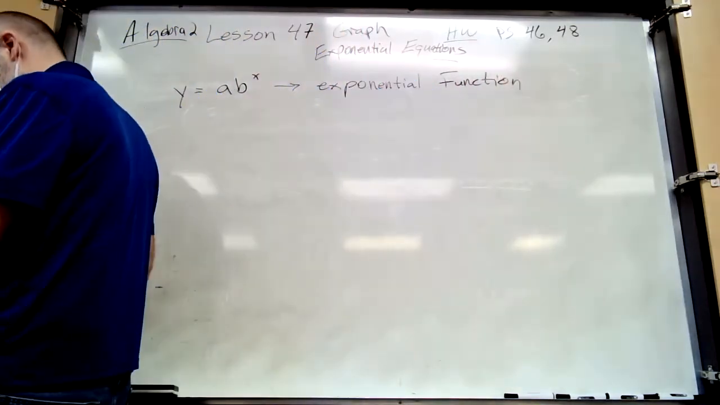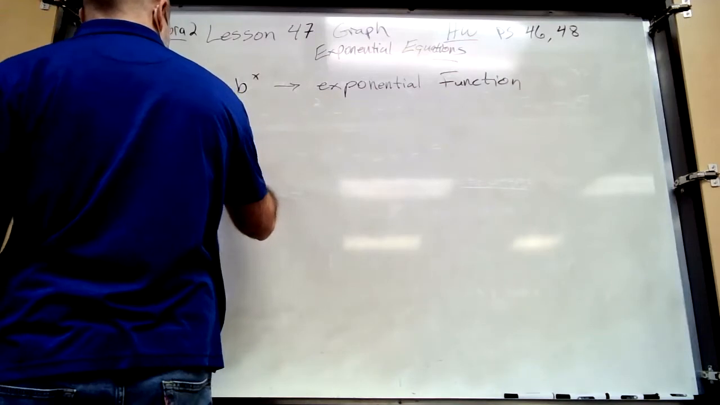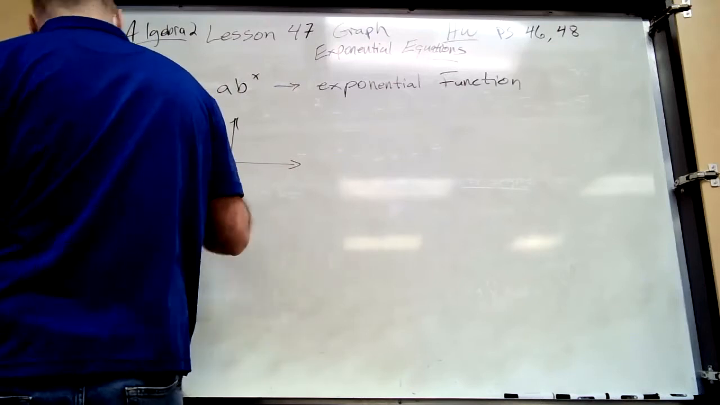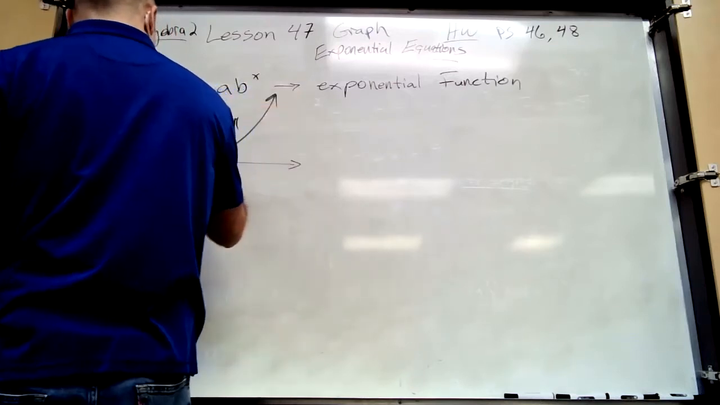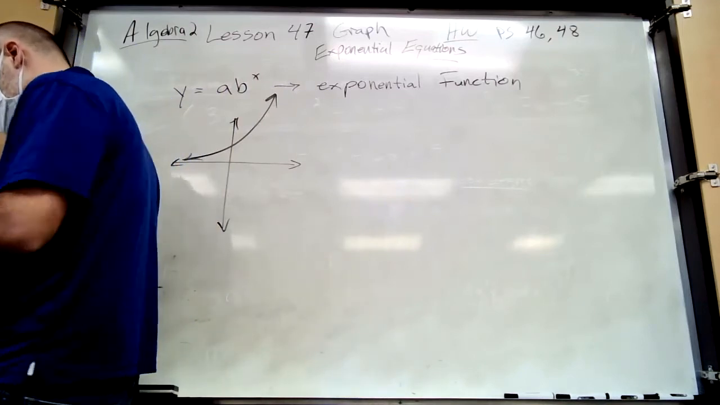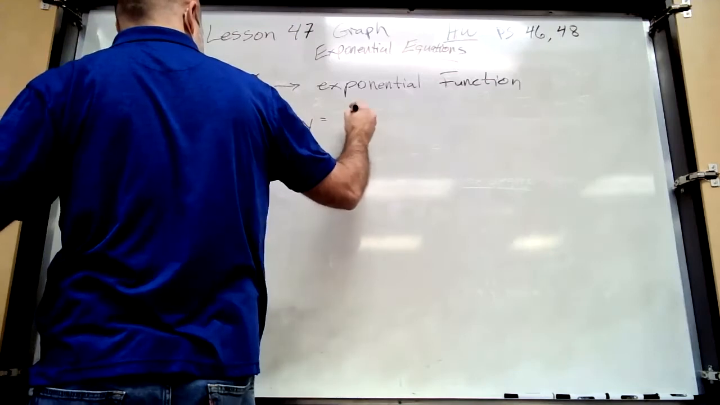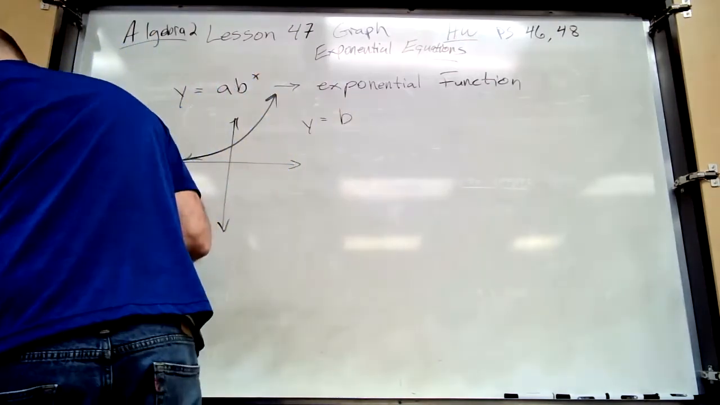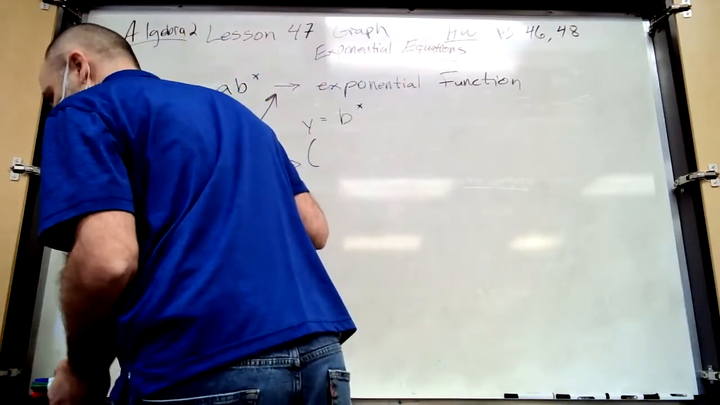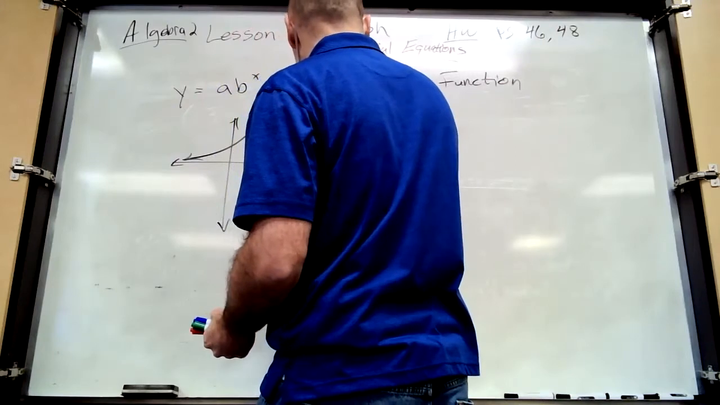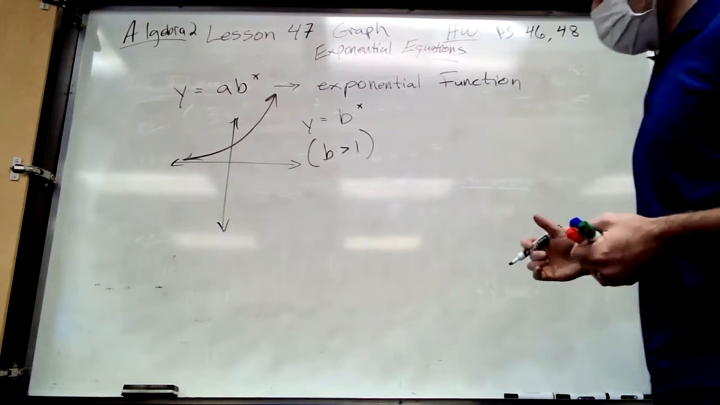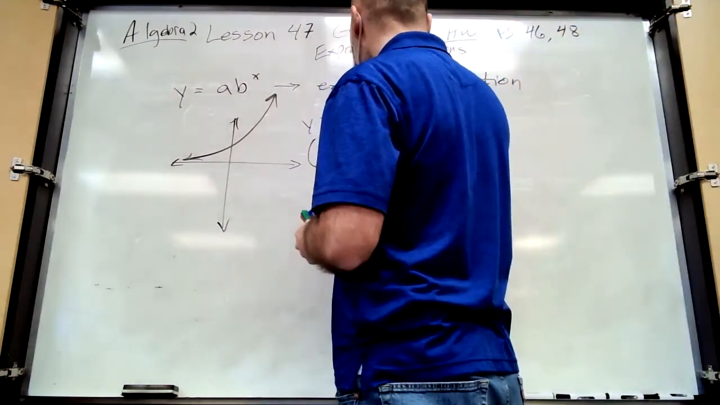Okay. So here's what the parent function looks like, or the mother function, remember? So the parent function looks like this. So this is like y equals nothing times b to the x. And this is where b is greater than 1. So it's not a fraction. It's just where b is greater than 1.